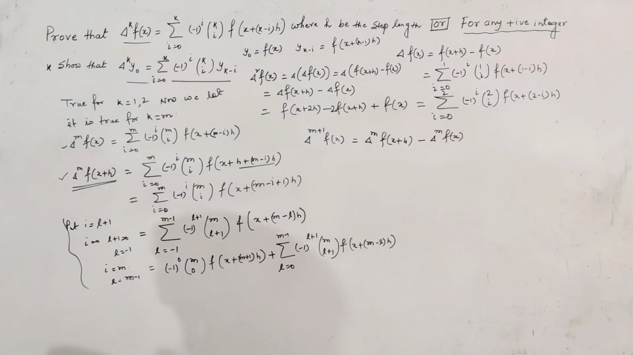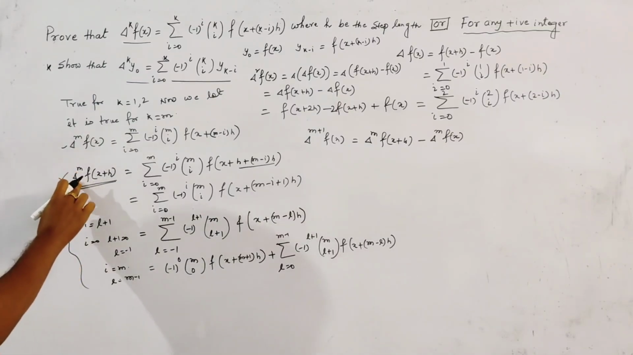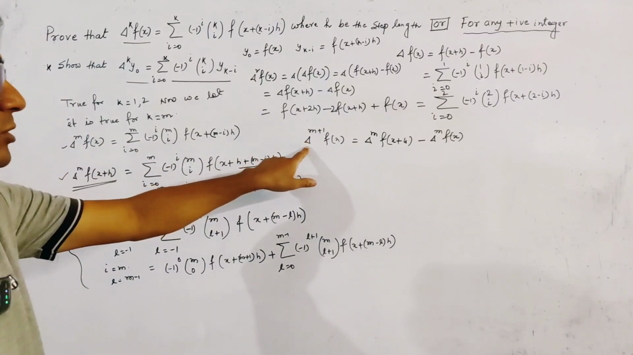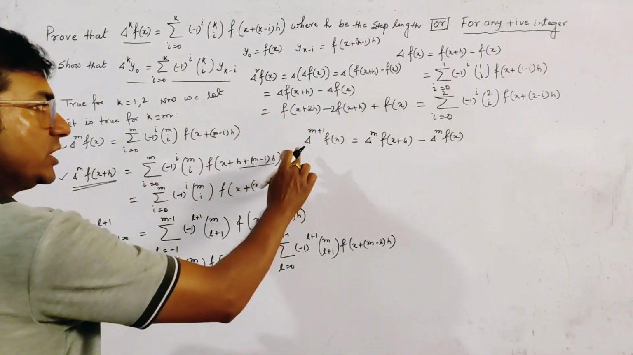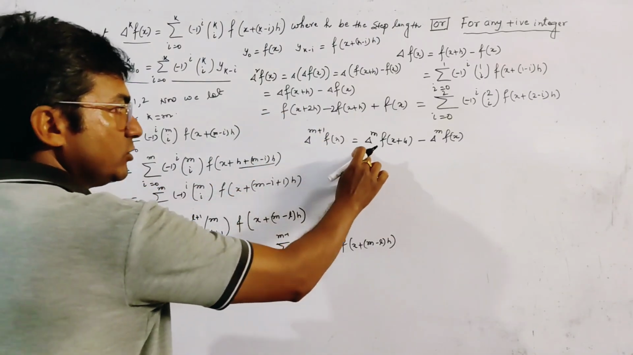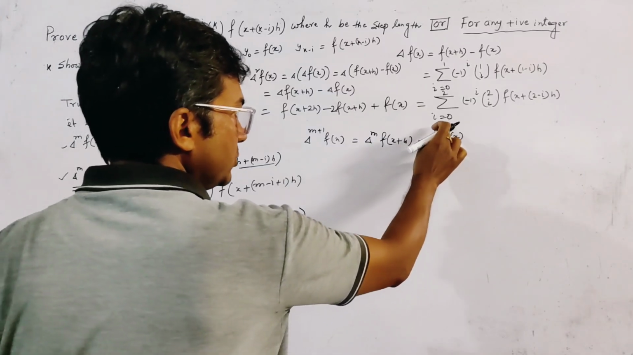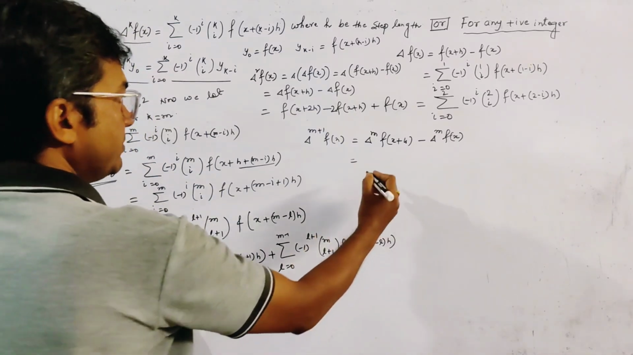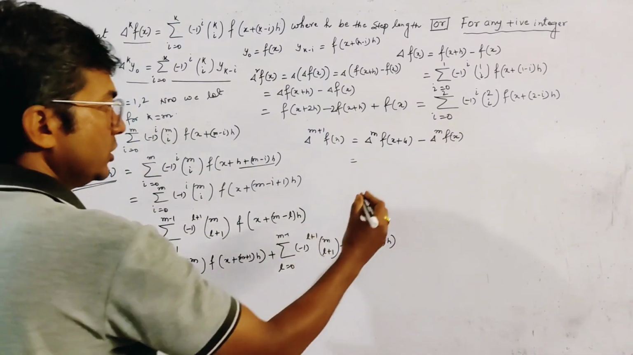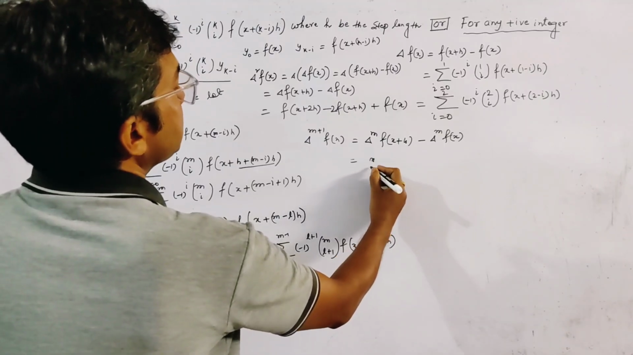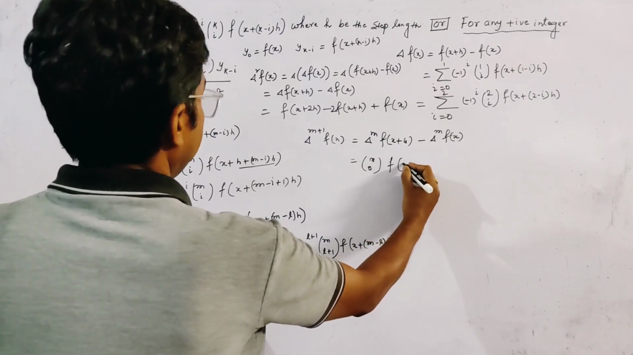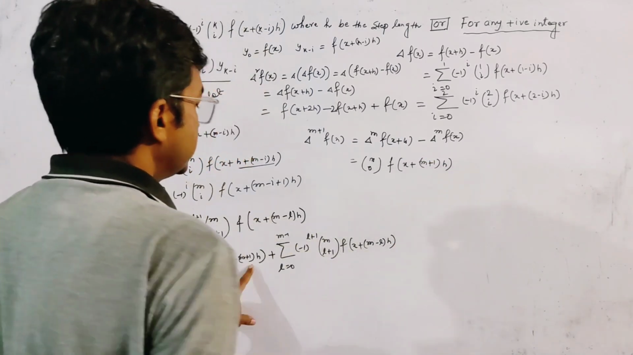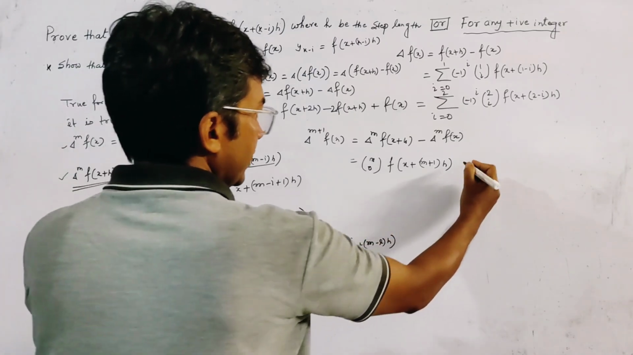Okay, now putting the value of delta to the power m f of x plus h and delta to the power m fx is the definition of delta to the power m plus 1 fx, because the definition of delta to the power m plus 1 fx is delta to the power m into fx plus h minus delta to the power m into fx. Okay, so we put two values. The first value is minus 1 to the power 0, this means 1, and this is mC0, and f of x plus m plus 1 into h, this is the first term.